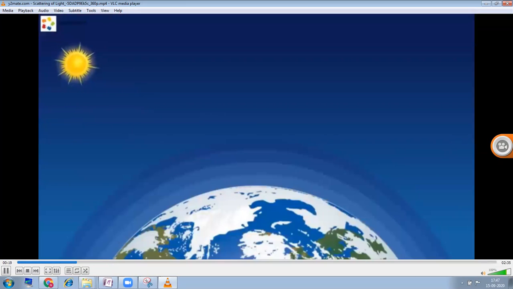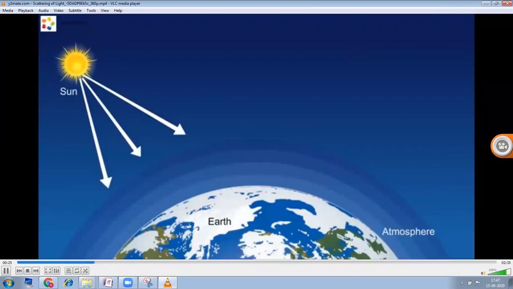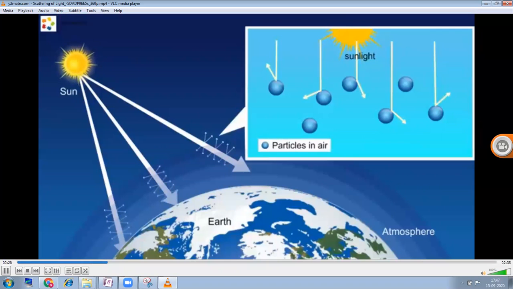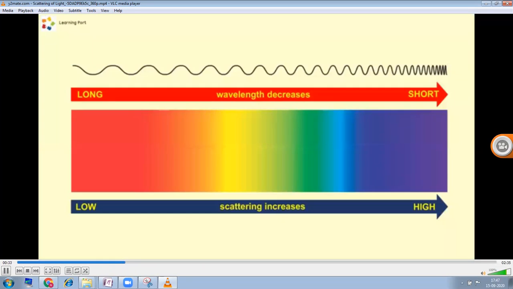Our planet Earth is surrounded by a layer of gases called the atmosphere. When sunlight enters the Earth's surface, it is deflected from its original path by dust particles and gas molecules. This process is called light scattering.